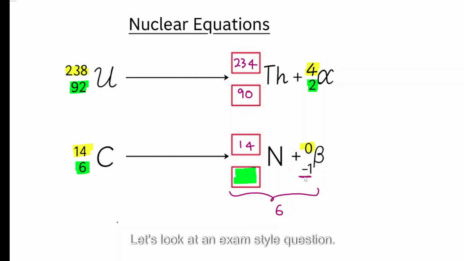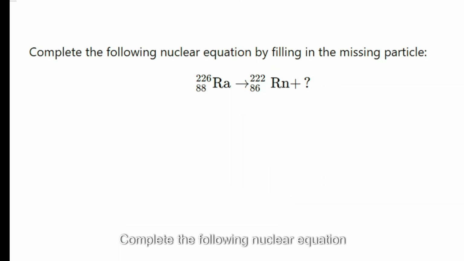Let's look at an exam style question. Complete the following nuclear equation by filling in the missing particle. Now I do not know what the particle is, but let's figure out what it is by finding the mass number and the atomic number.